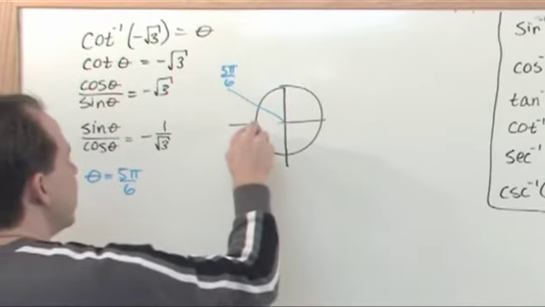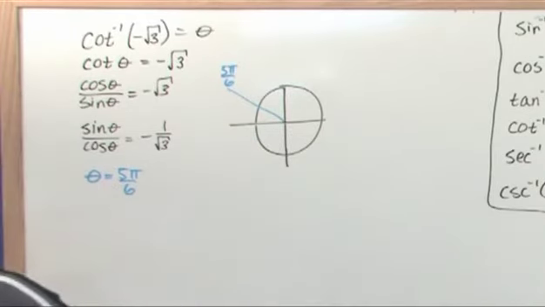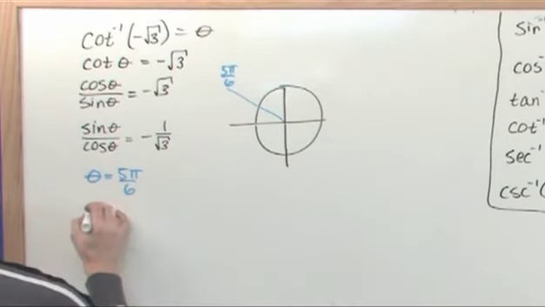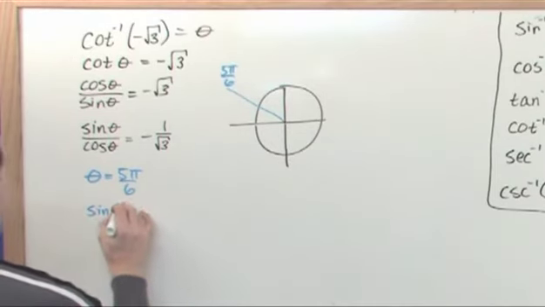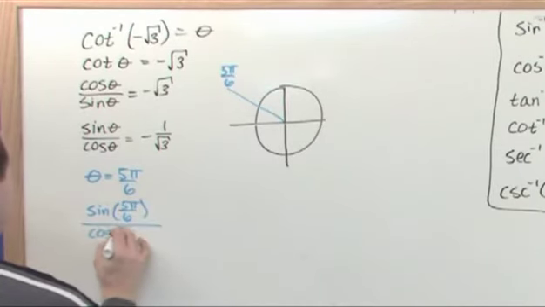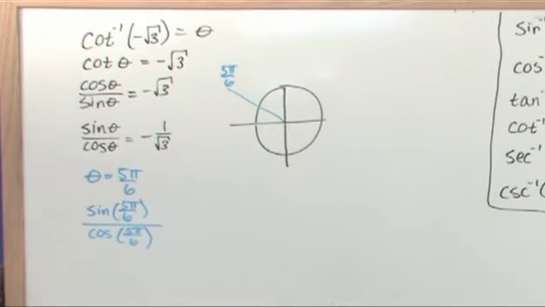Okay? But if that doesn't make sense, really and truly all you're doing is picking values until you find the right one. So if you don't know or have an instinct, you just kind of start doing that. So what happens if we do that? We take the sine of 5 pi over 6 over the cosine of 5 pi over 6. Okay? And what will that give me?